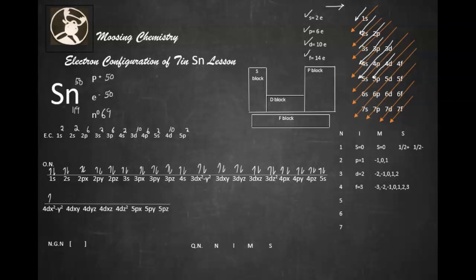And again, 4d x squared minus y squared, 4dxy, 4dyz, 4dxz, 4dz squared. Fill those in. See that? Almost running out of electrons, guys. We've just got a couple more electrons left. Matter of fact, 2 of them. So we go up and then up. Wasn't that snarly?